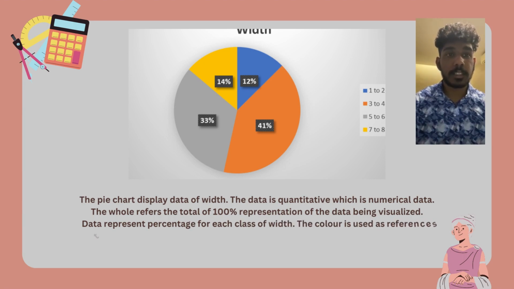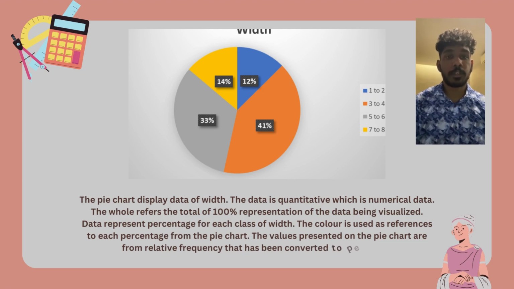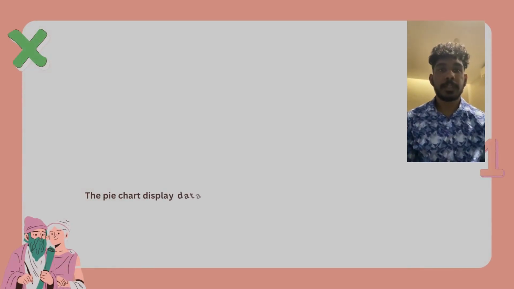The color is used as references to each percentage from the pie chart. The values represented on the pie are from relative frequency that has been converted to percentage. The pie chart displays data of species.